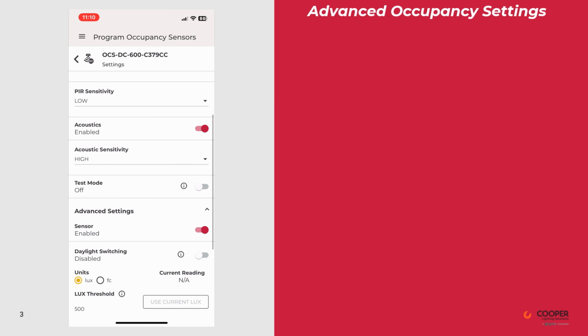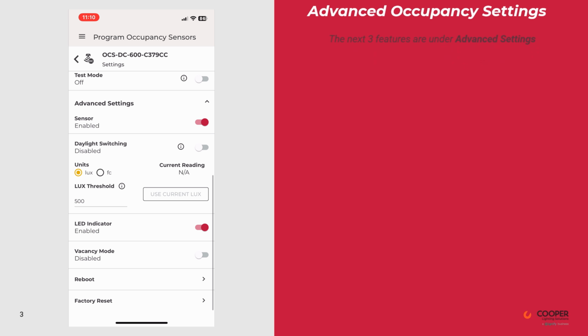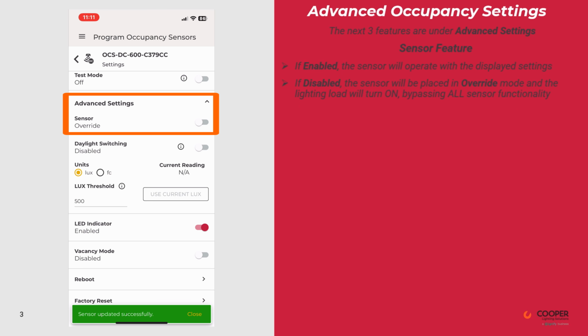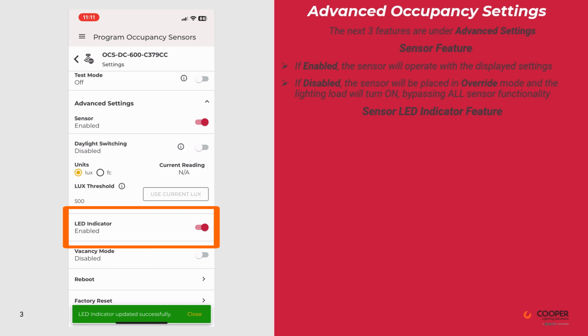Now let's review some advanced occupancy settings. The next three features will be under the advanced settings. There's a sensor feature. If enabled, the sensor will operate with the displayed settings. If disabled, the sensor will be placed in override mode and the lighting load will turn on, bypassing all sensor functionality. There's a sensor LED indicator feature.